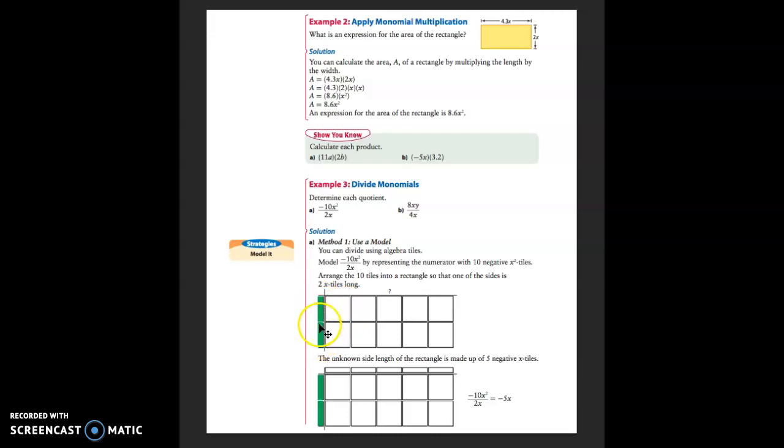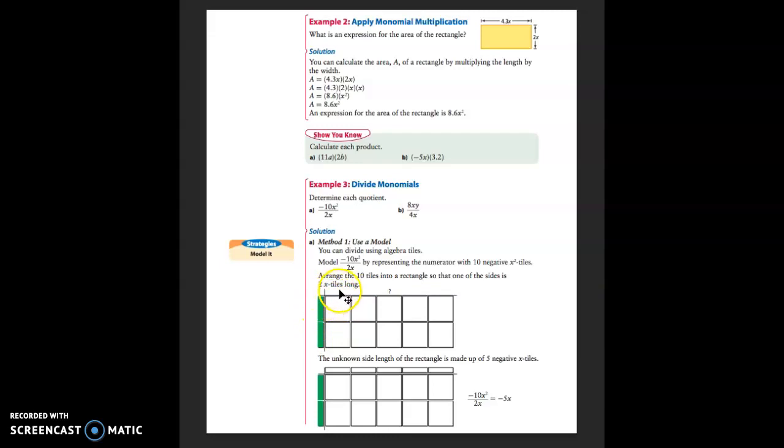And then you have two green tiles right here, which each represents a positive x. So two of them would give you 2x. So right here, you're asking yourself, okay, what multiplies these green tiles will give me negative x squared. So if you look at this, each of these is negative x squared, and this is positive x.